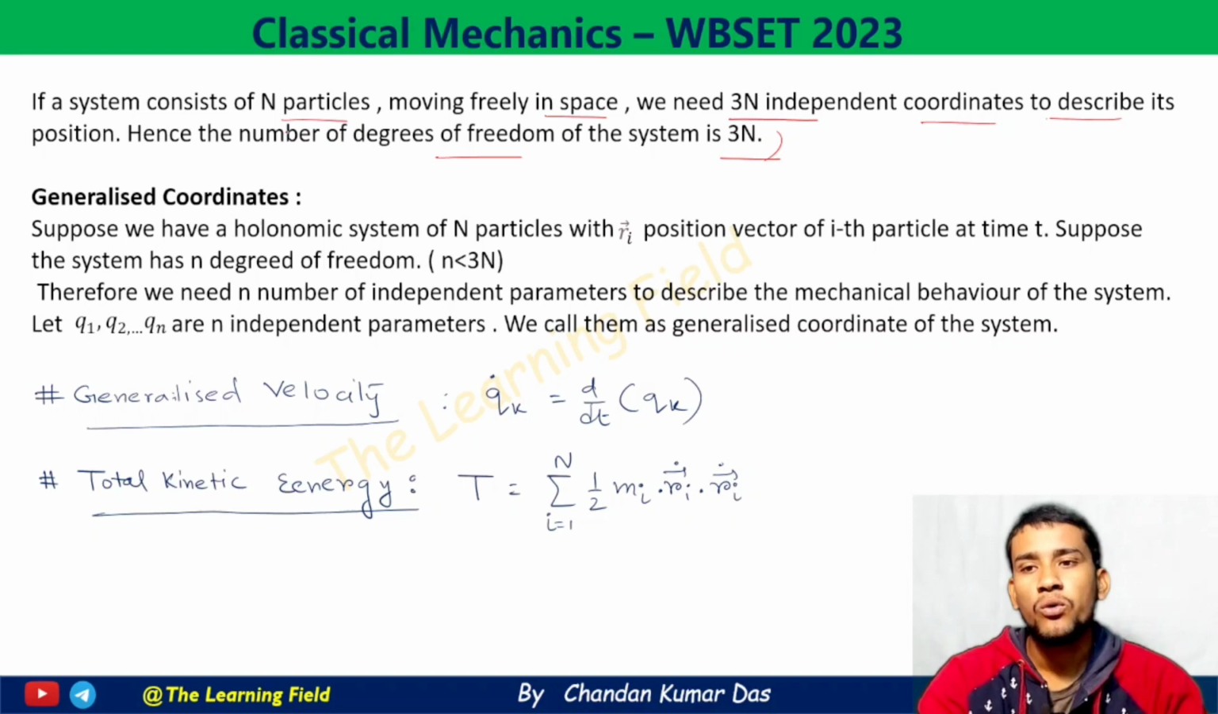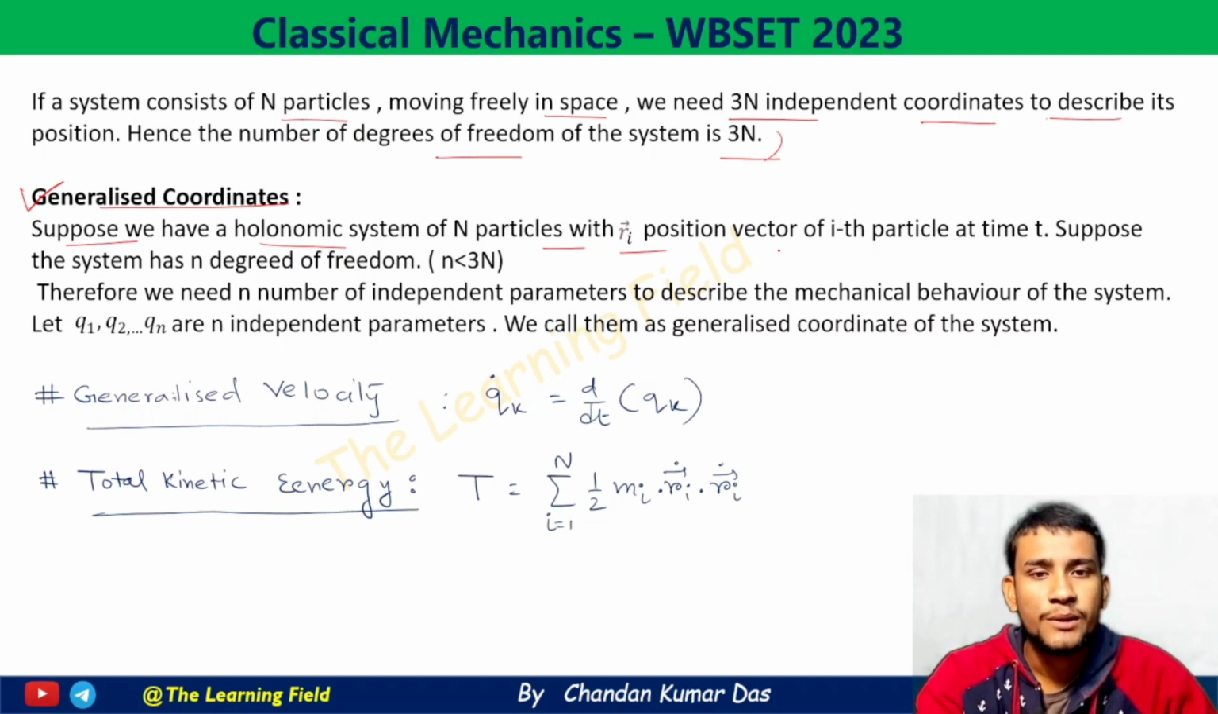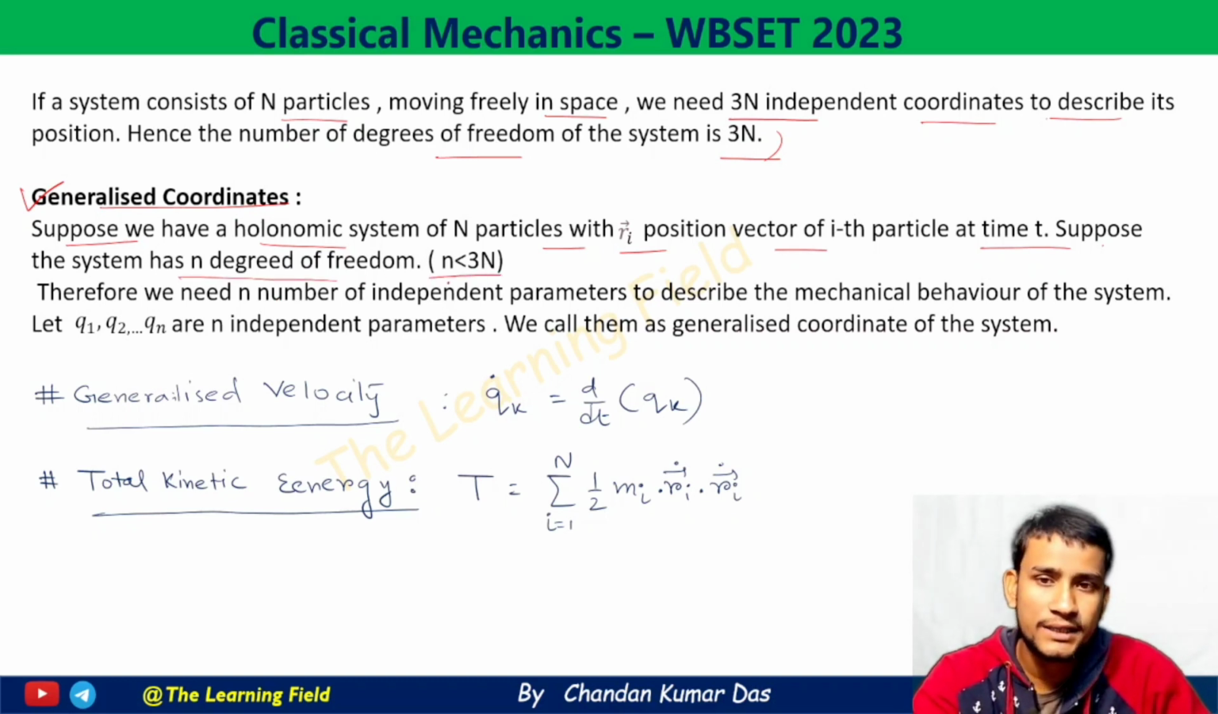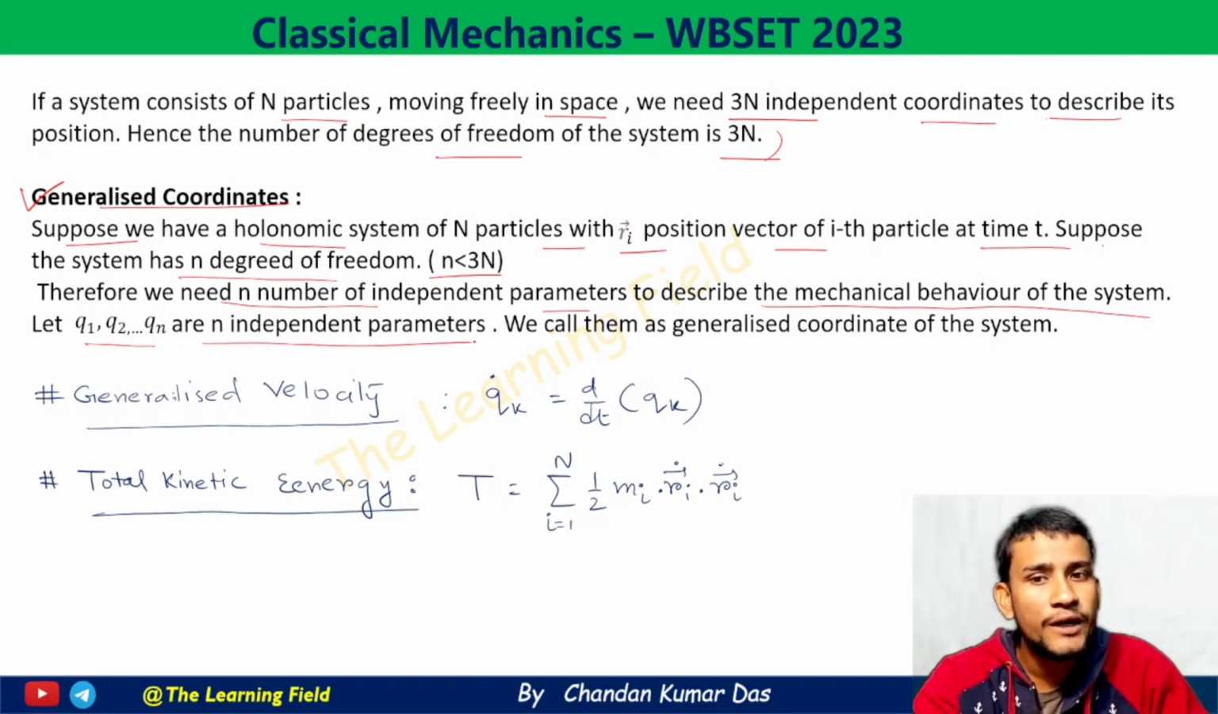Now one more important thing is generalized coordinates. So what are generalized coordinates? Suppose we have a holonomic system of n particles, with ri the position vector of the ith particle at time t. Suppose the system has n degrees of freedom, where n is less than 3n. Therefore we need n independent parameters to describe the mechanical behavior of the system. So let q1, q2, up to qn be the n independent parameters. We call them the generalized coordinates of the system. So this is the definition of generalized coordinates.